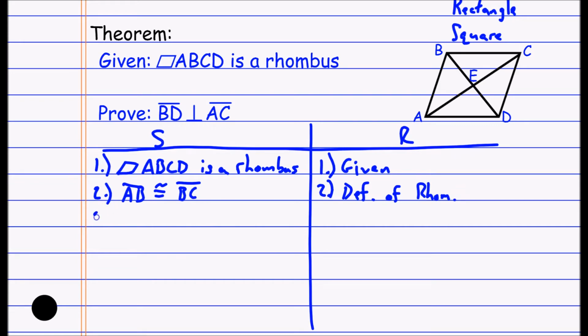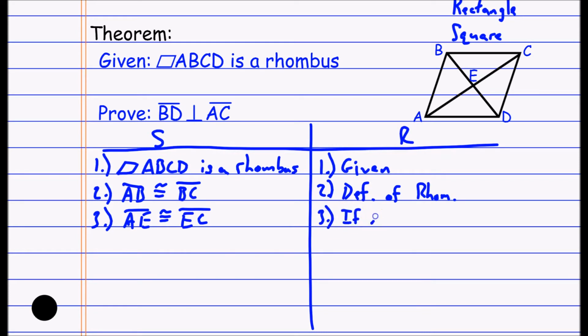From here, I could say something like AE is congruent to EC. And I know that because even though this is a rhombus, it's still a parallelogram. Rhombuses are automatically parallelograms, so all my rules for parallelograms still exist. Well, I know in a parallelogram that the diagonals bisect each other.